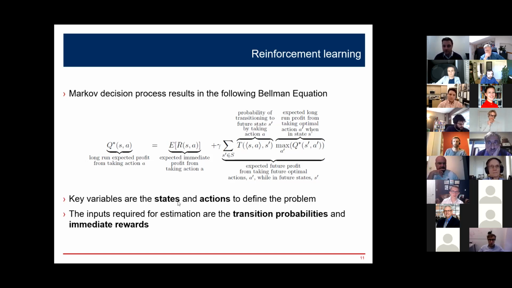So the key variables that pop out of this are the states and the actions to define the problem. Once we've defined those states and actions, then the inputs required to estimate this are going to be the transition probabilities, those T's, and the immediate rewards. And we're going to estimate those empirically.